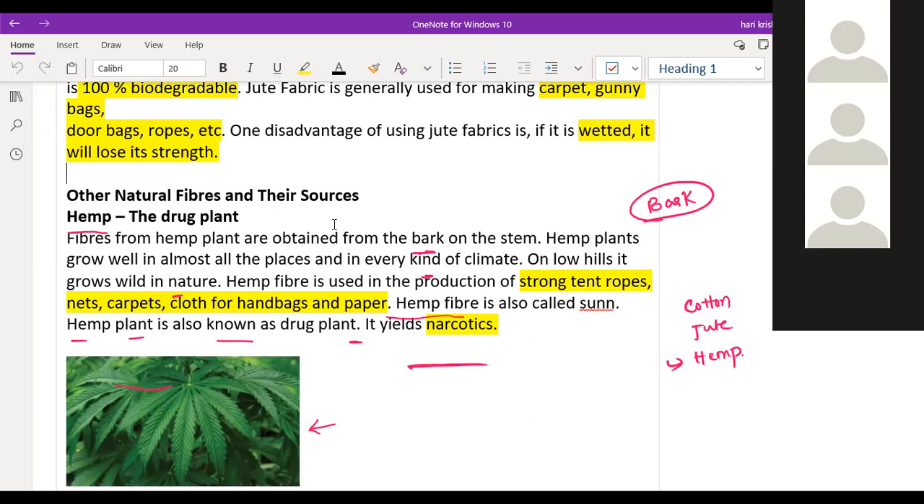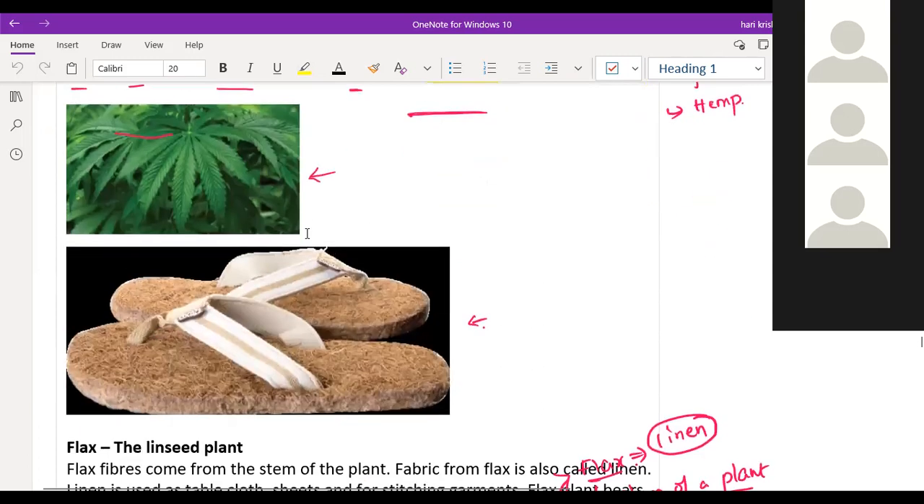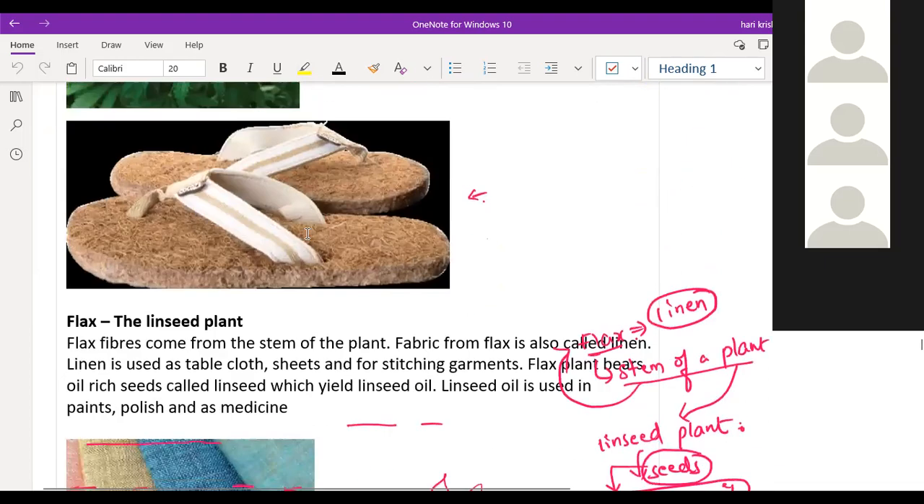Mostly this hemp plant is a drug plant, which is helpful in the preparation of other drugs. So from the drug plants also we can obtain other fibers with the help of the bark of the plant. So these are the sandals which are prepared with the help of the hemp fiber.